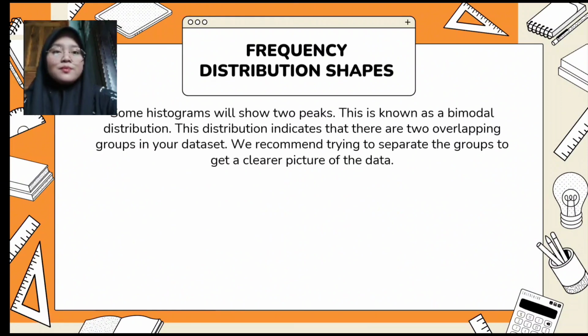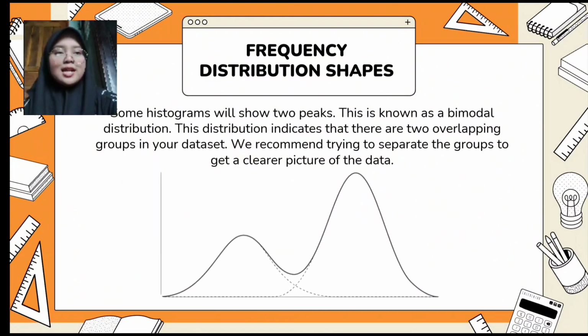Some histograms will show 2 peaks. This is known as a bimodal distribution. This distribution indicates that there are 2 overlapping groups in your dataset. We recommend trying to separate the groups to get a clearer picture of the data.